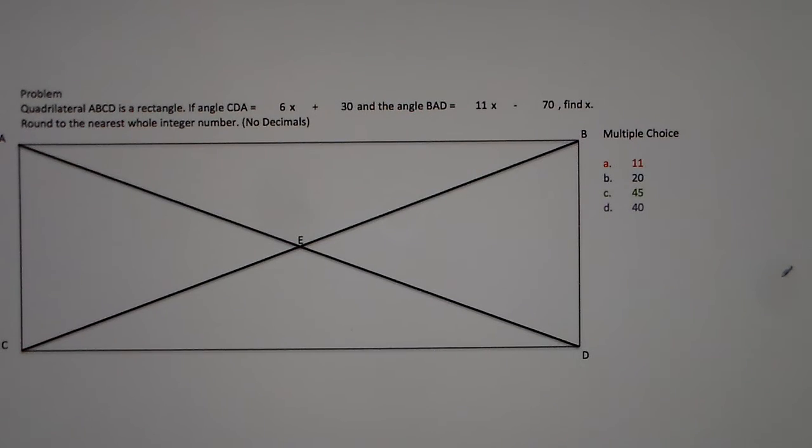Alright, quadrilateral ABCD is a rectangle. If angle CDA, this angle down here, is 6x plus 30, and BAD, this angle down here, is 11x minus 70. Find the value of x.